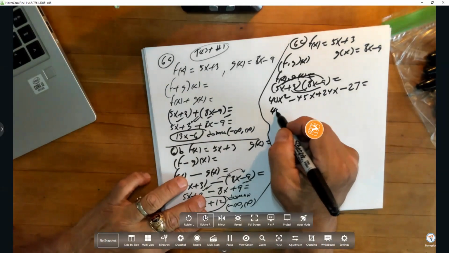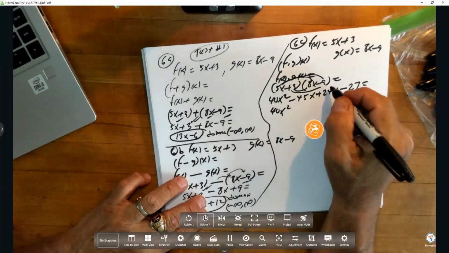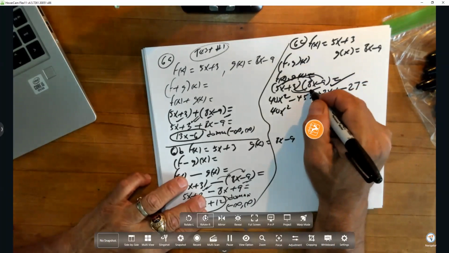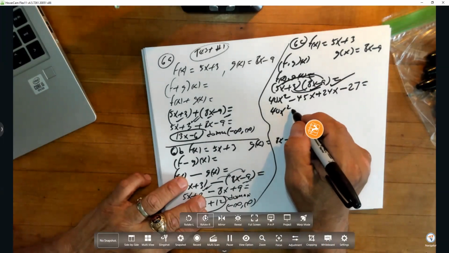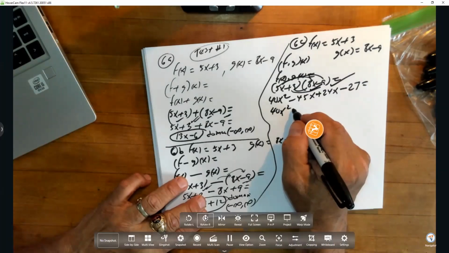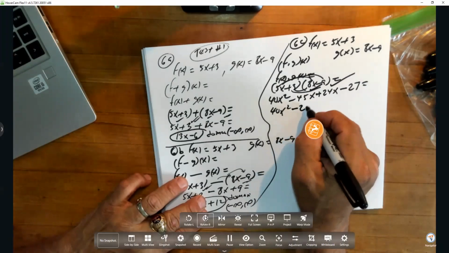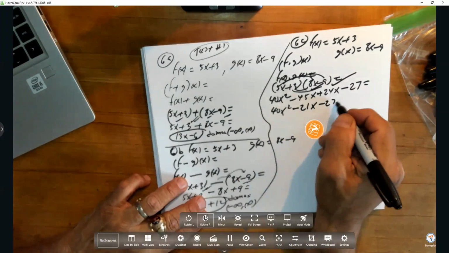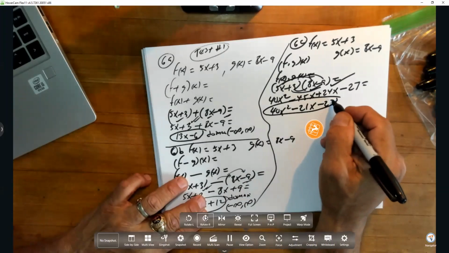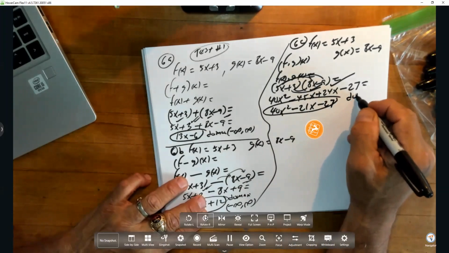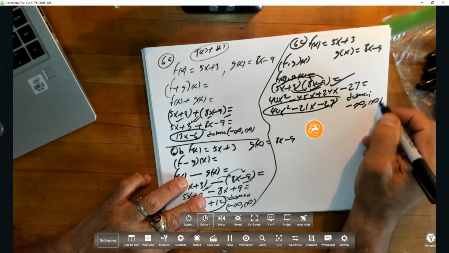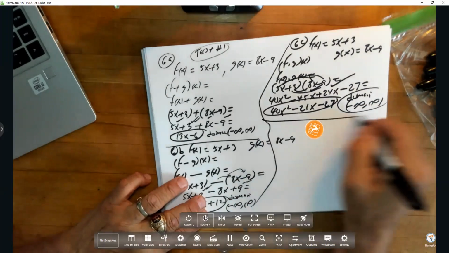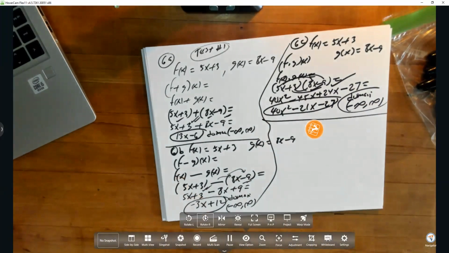So this is 40x squared. Calculator, what is positive 24 and negative 45? Is negative something. What? Negative 21. That's it. Negative 21x minus 27. Okay, it's done right there. So now, and again, the generic number for this domain, what numbers always work? Negative infinity to infinity. Those are the numbers that work for this problem. Okay, that's letter 6C.